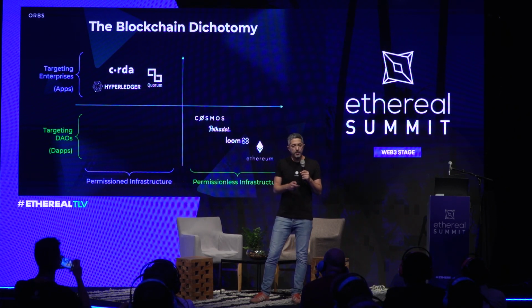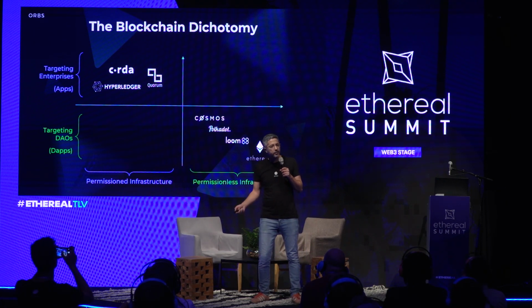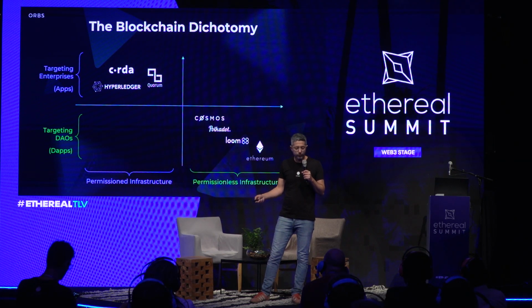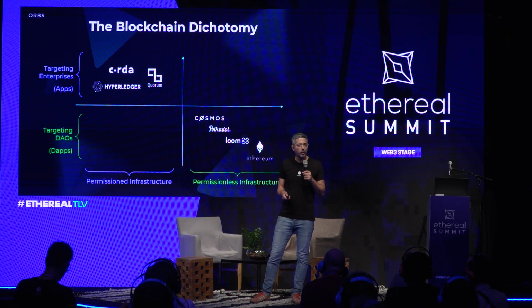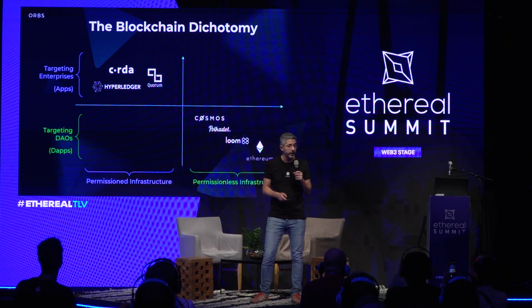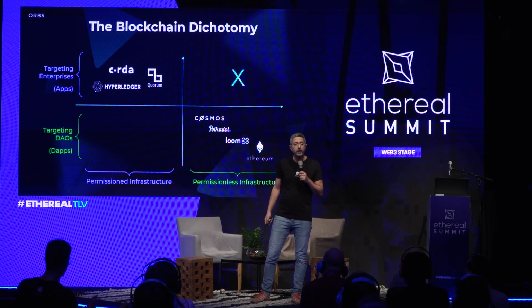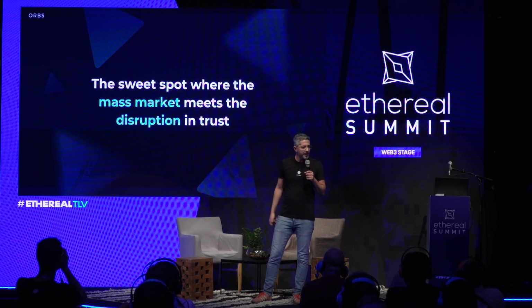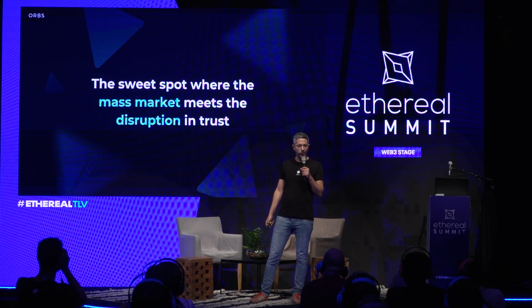And the market is very much segmented into two extremes, and I call these extremes the blockchain economy. All the permissionless infrastructures, projects like Ethereum, Loom, Polkadot, Cosmos, are all primarily designed to tailor DAOs. And the only infrastructures that are primarily designed to target the enterprise are permissioned, and this is super interesting. What this graph shows us, this segmentation, it shows us a big opportunity. And the opportunity is right here, in this segment. Now, why is this segment so interesting? This is the sweet spot where the mass market can meet the disruption in trust. So those are big words, let's go over them.